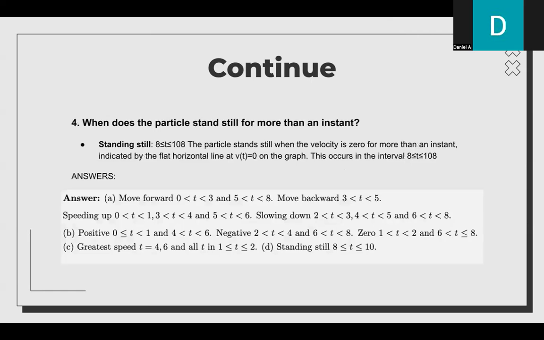If we go to part 4, when does the particle stand still for more than an instant? It stands still at 8 ≤ t ≤ 10. The particle stands still when the velocity is 0 for more than an instant, indicated by the flat horizontal line at v(t) = 0 on the graph. This occurs in the interval 8 ≤ t ≤ 10. And as we can see, the answers are right here.